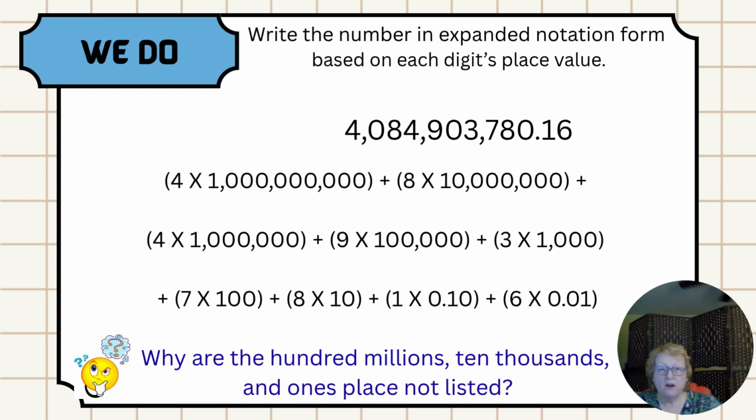So let me ask you this. Why are the 100 millions, 10,000s, and ones place not listed in the expanded notation format? If you look at your number, you can easily see that in the 100 millions, 10,000s, and ones place, there is the digit 0, which means there is no number in those particular place values. So that means that you do not have to list those place values when you are writing expanded notation format.